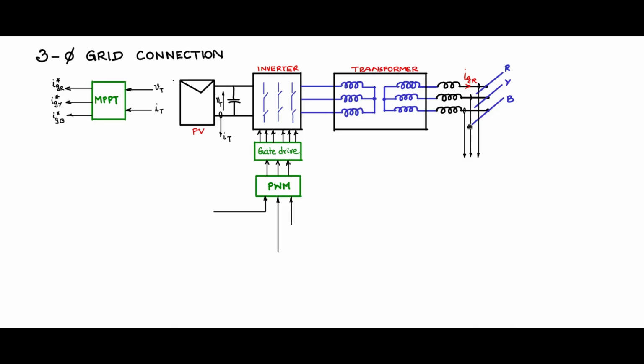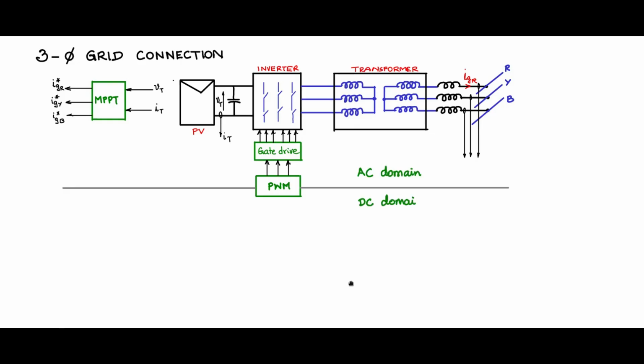So let me remove this and let me draw a line. Above the line, all the variables are AC. Below the line, I want to convert all the signals through some transformation where it becomes DC here. So that is the AC domain, and this region will be the DC domain. So I will put a transformator and convert all these signals.